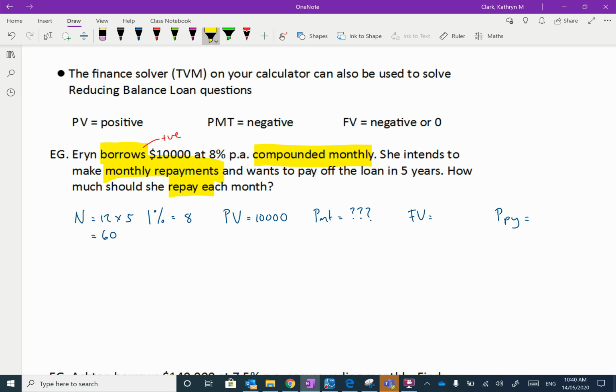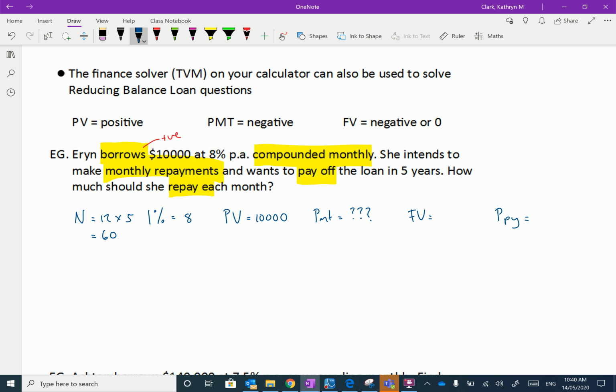Now, if I'm paying off the loan, how much do I owe on it by the end? Well, I've paid it off, so hopefully I should owe nothing. And if it's compounding monthly, then the number of payments that I will make per year is 12. So I now need to solve for my payment. Now, when I solve for this, I'm expecting my payment to be a negative amount, because I'm having to give that to the bank in order to pay that money off.